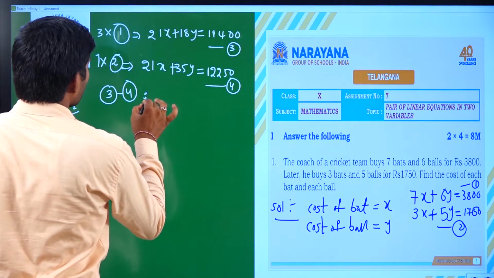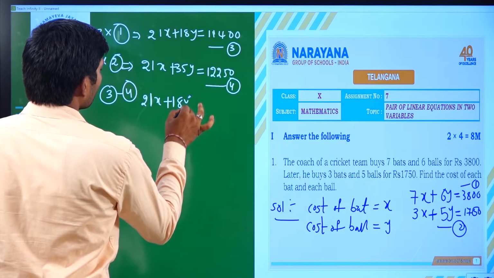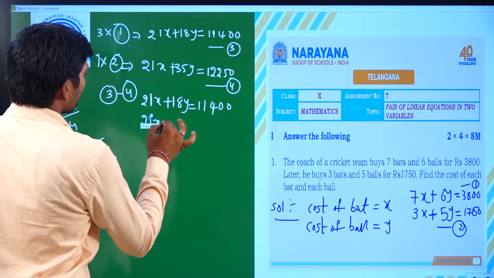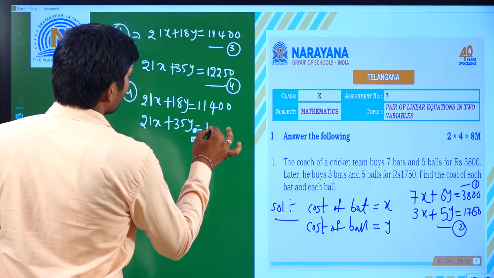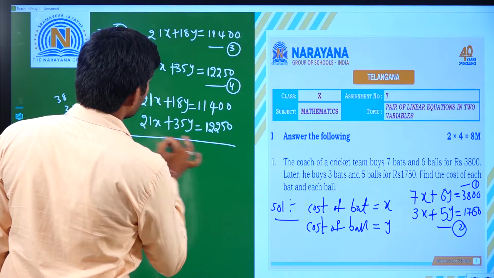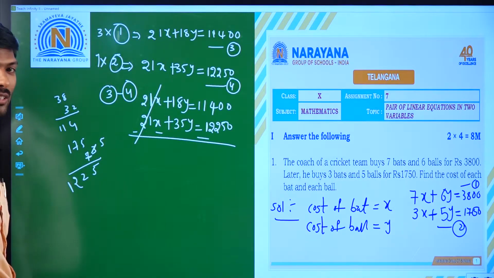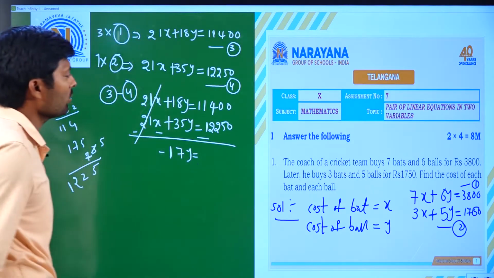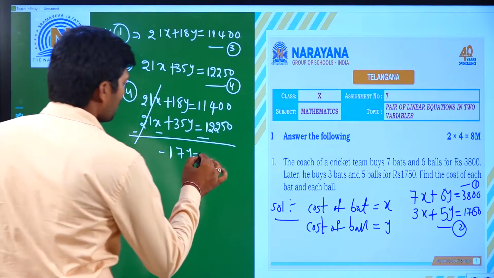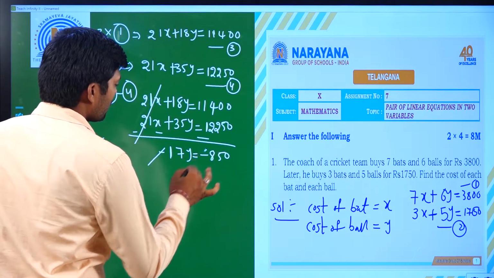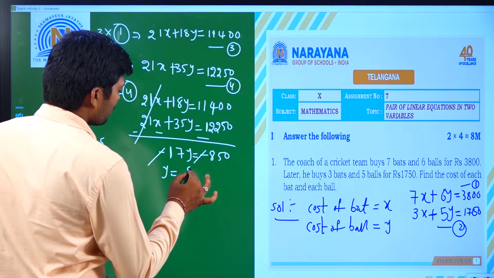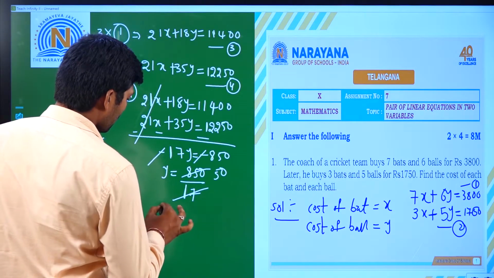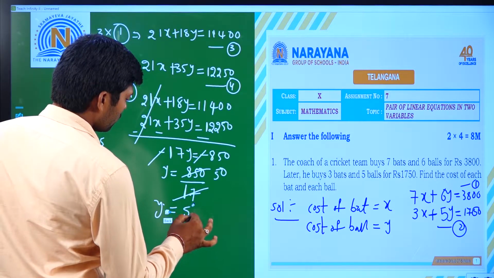So this can be taken as 21x plus 18y is equal to 11,400. Next, 21x plus 35y is equal to 12,250. Just subtract this one. Here 21x will get cancelled. What about this one? 18 minus 35 is minus 17y is equal to 11,400 minus 12,250, that is minus 850. So here the minus will get cancelled. So y will become 850 upon 17, which exactly divides with 50. So y is equal to 50.